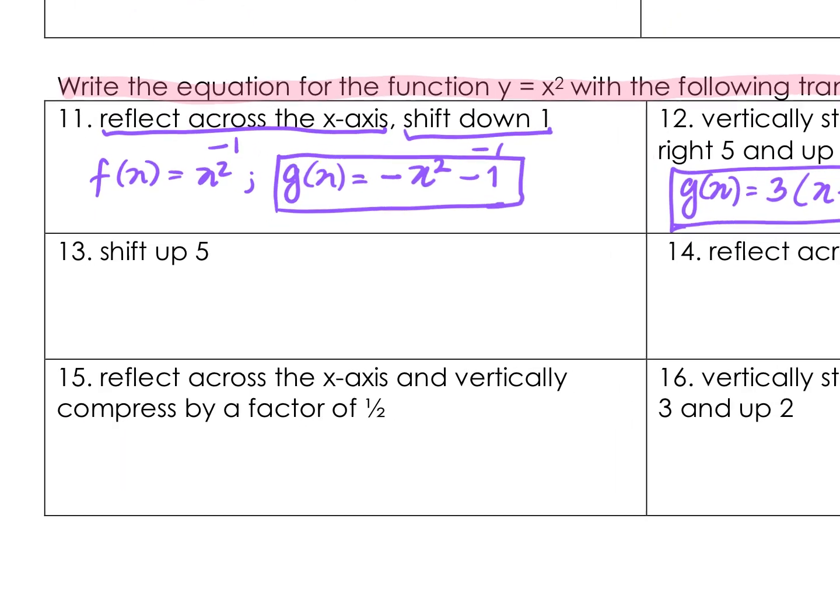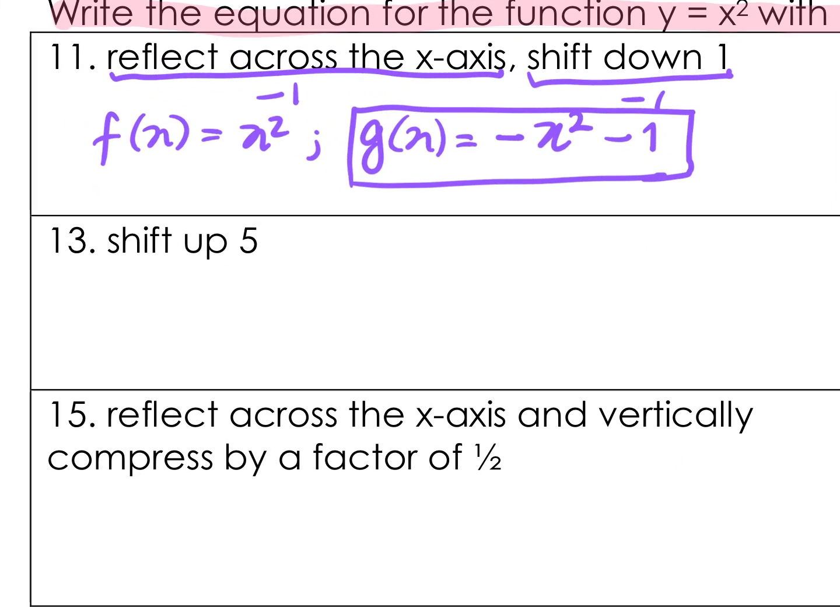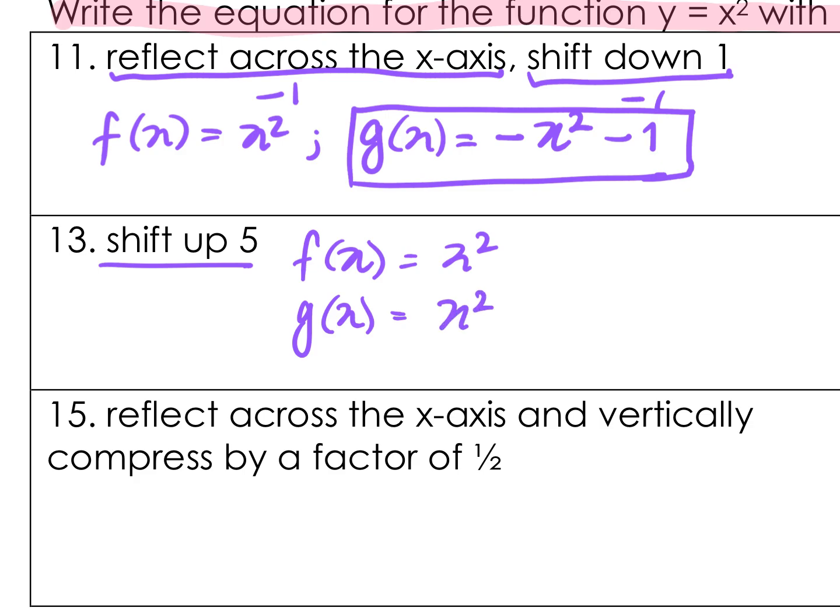Okay, let's go for the next one. Shift up 5. Oh, this is easy. Your f of x is going to be x squared. Your g of x in here now is going to be shift up 5. It's going to be x squared plus 5.